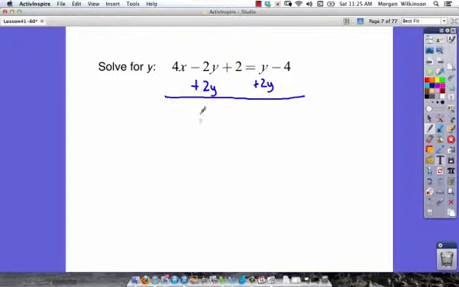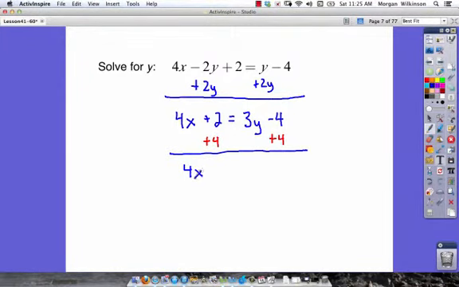Our y's cancel on the left. And we're going to get 4x plus 2 is equal to, well, we've got y plus 2y, that's 3y, minus 4. Now we're trying to get the y's by itself. So, next step is going to be to undo the subtraction of 4 by adding 4. And we're going to add 4 to both sides to balance out our equation. Then, we're going to be left with 4x plus 2 plus 4, that's 6, is equal to 3y. Negative 4 plus 4, that's 0. That canceled. That's just what we wanted.